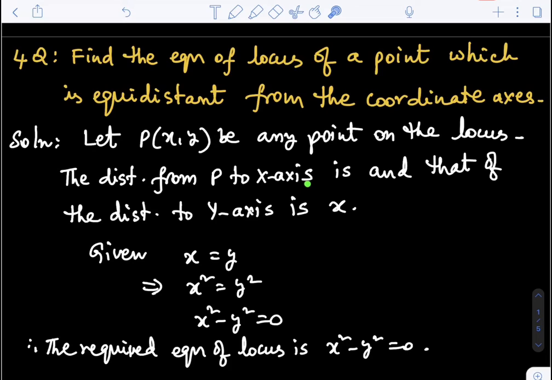The distance from P to the x-axis is y, and the distance from P to the y-axis is x. So P to x-axis is y, and the distance to the y-axis is x.